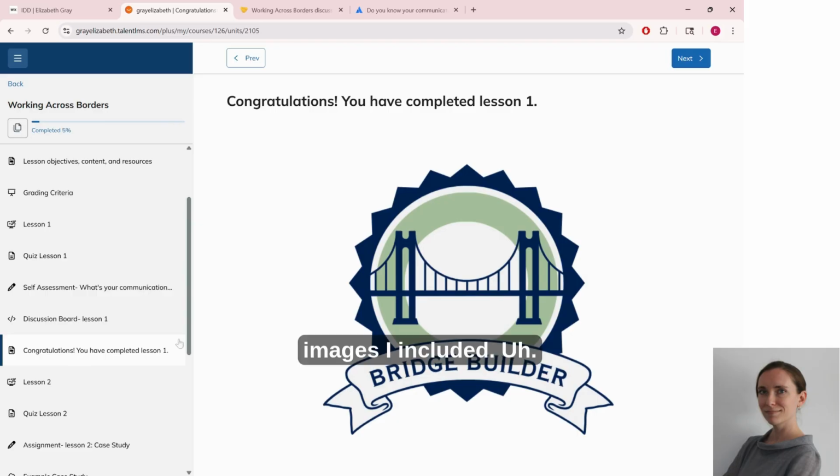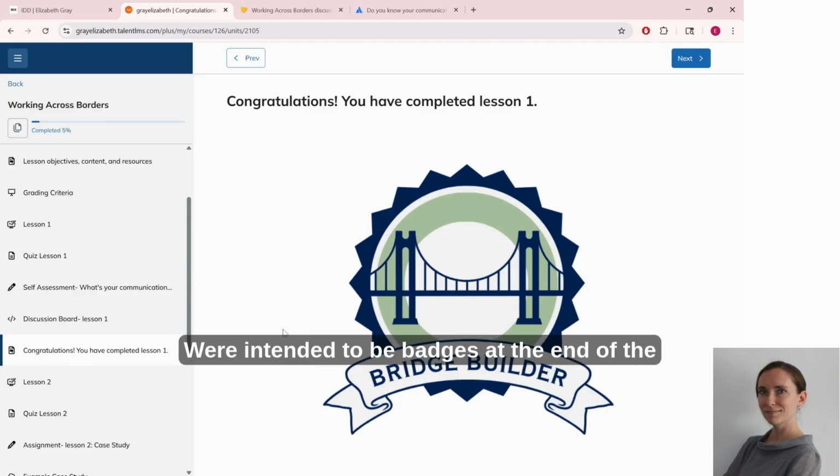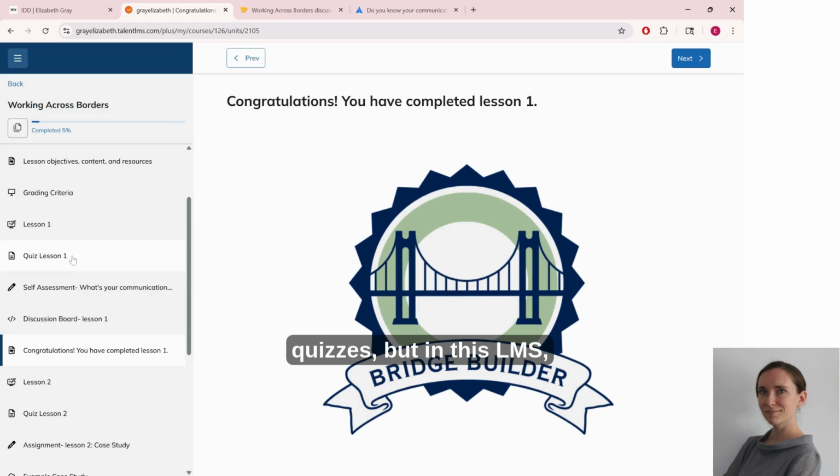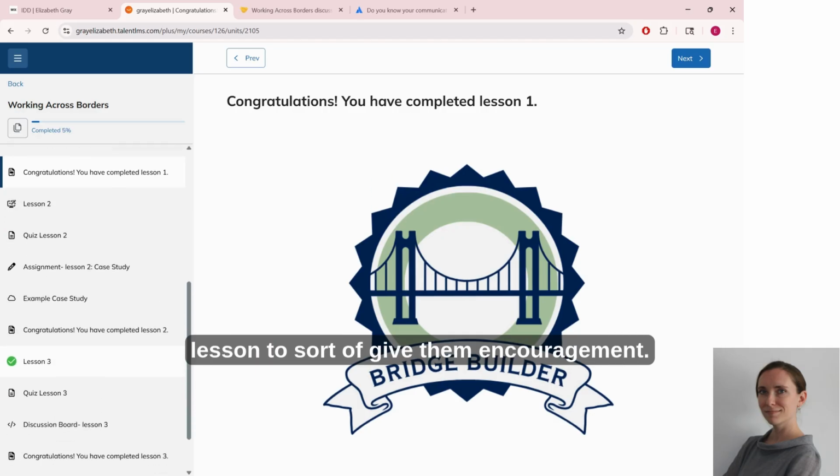The images I included were intended to be badges at the end of the quizzes, but in this LMS, it's not really possible to do that. They have their own sort of thing set up, so I just added it at the end of each lesson to sort of give them encouragement.